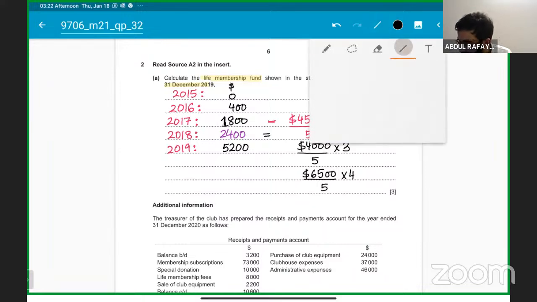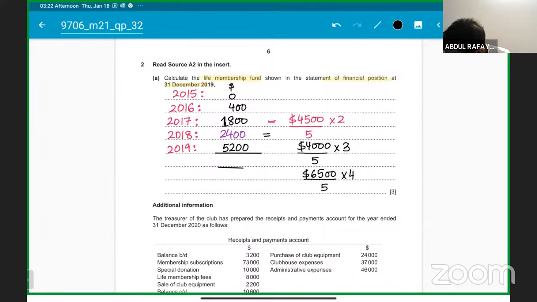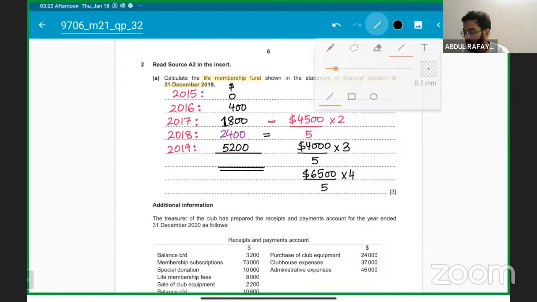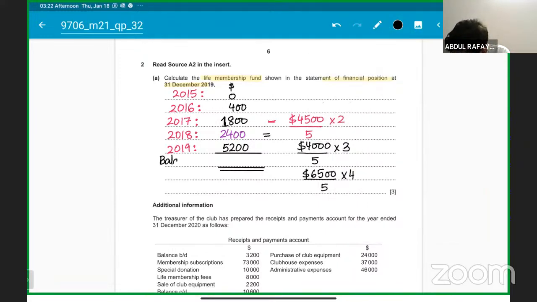एवरीवन गेटिंग इट? तो आप इन सबको ऐड कर लेंगे। दिस विल बी योर क्लोजिंग बैलेंस फॉर द एंड ऑफ द ईयर 31st December 2019. Okay, how many people got this? Balance at, and that's how you will get the 3 marks. Okay, balance at 31st December 2019. Let me know. 400 plus 1800 plus 2400 plus 5200, that's coming as $9,800.